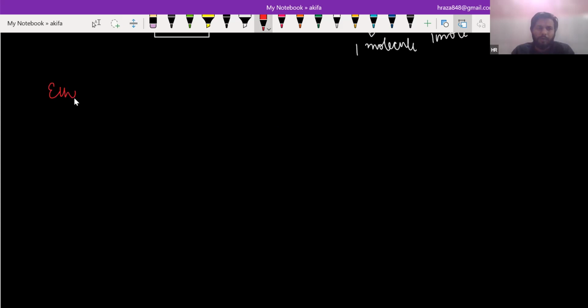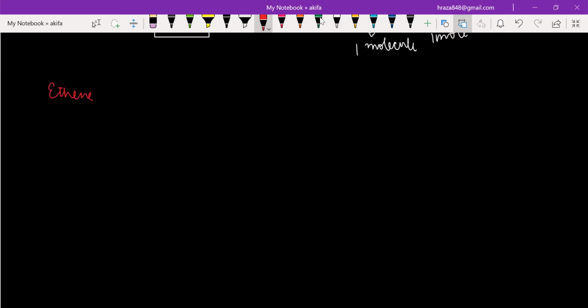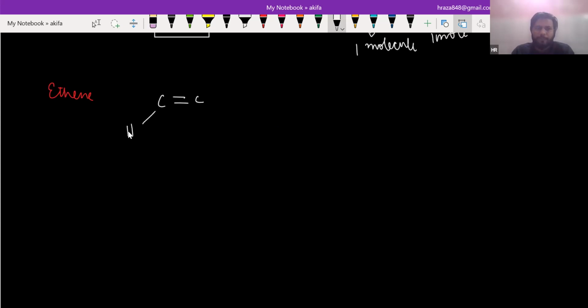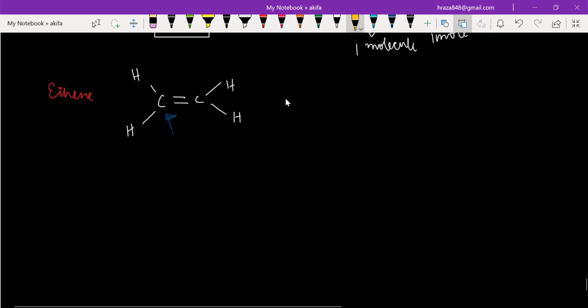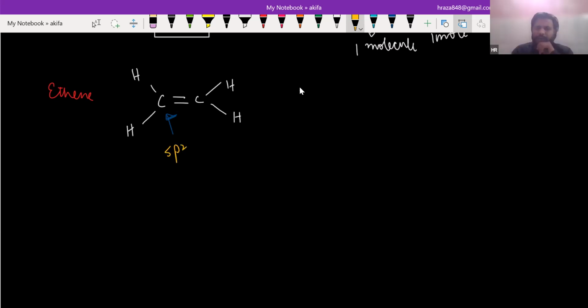If we are talking about ethene, then its structure will be like this. Do you know how to do hybridization? What will be the hybridization of this carbon? What will be the hybridization of this carbon? sp2. So basically, in organic chemistry, it's very easy to calculate hybridization.